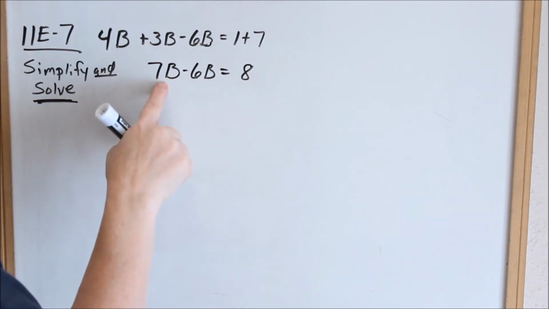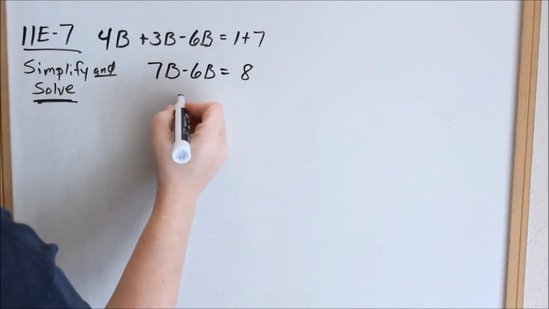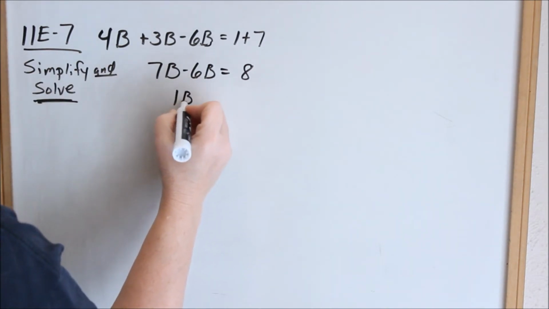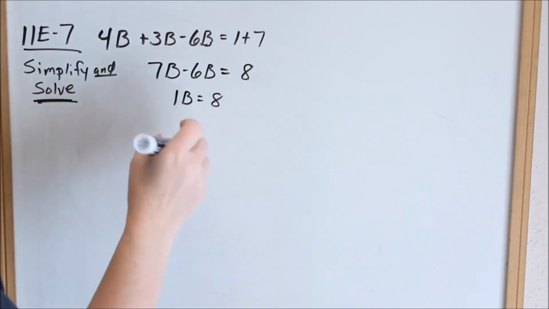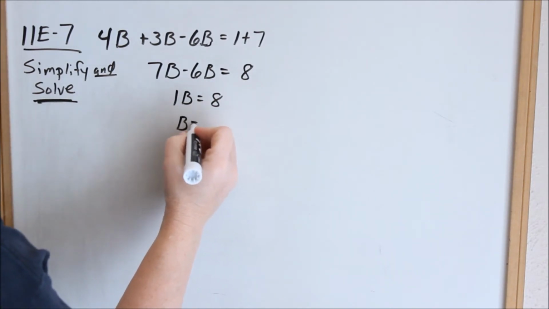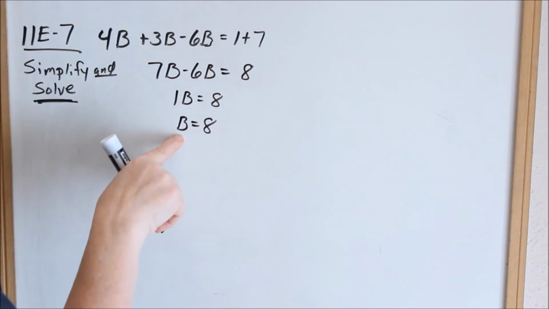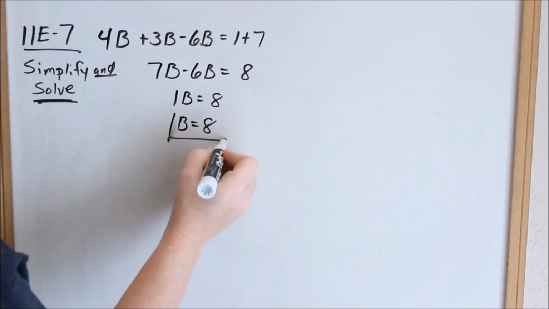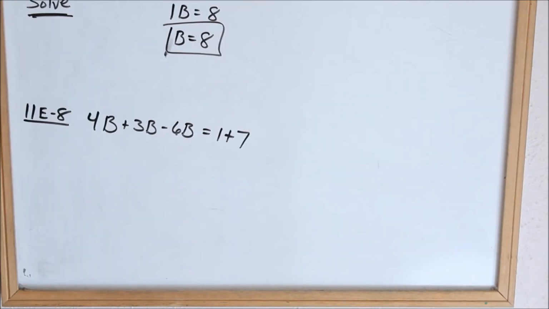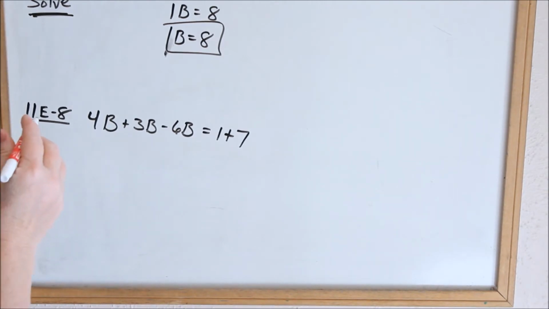Now combining my B's, 7B minus 6B. 7 minus 6, 7 cookies minus 6 cookies, 1 cookie or 1B equals 8. And that's what we're trying to solve for, 1B. Or you can also write that as B equals 8. When there's no number in front of your letter, that's an implied 1 that we don't have to write. So B equals 8. After you solve, then you're supposed to check it. That's what they're asking you to do in 11E8.